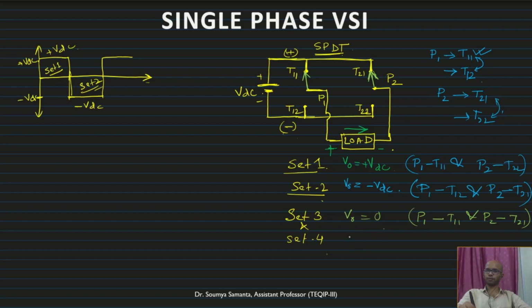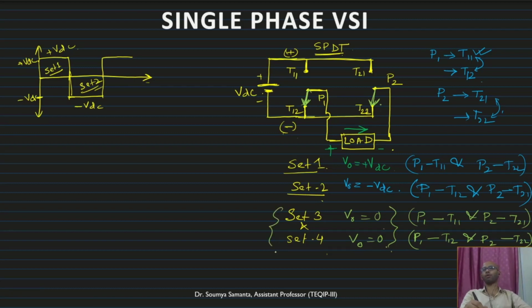Similarly, in the other case, if I connect this way, both are at the negative bus. If I connect both with the positive bus or both with the negative bus, the output voltage will remain the same. In both cases we are getting 0. So in that case, P1 is connected to T12 and P2 is connected to T22. So in both cases basically we are shorting the load.